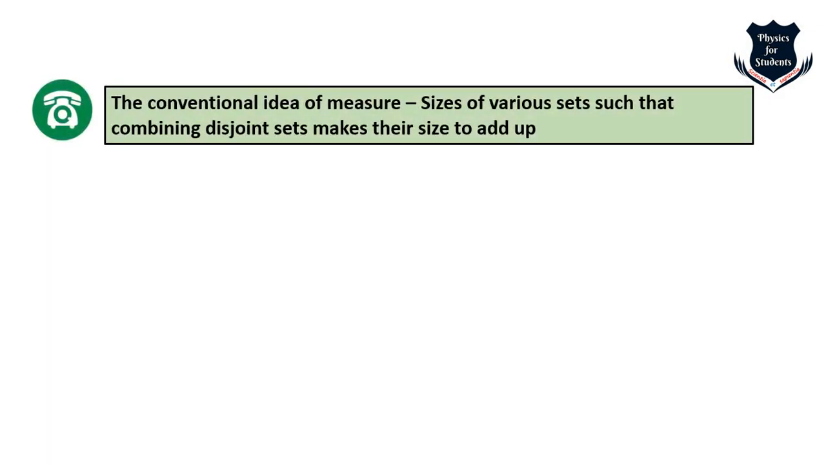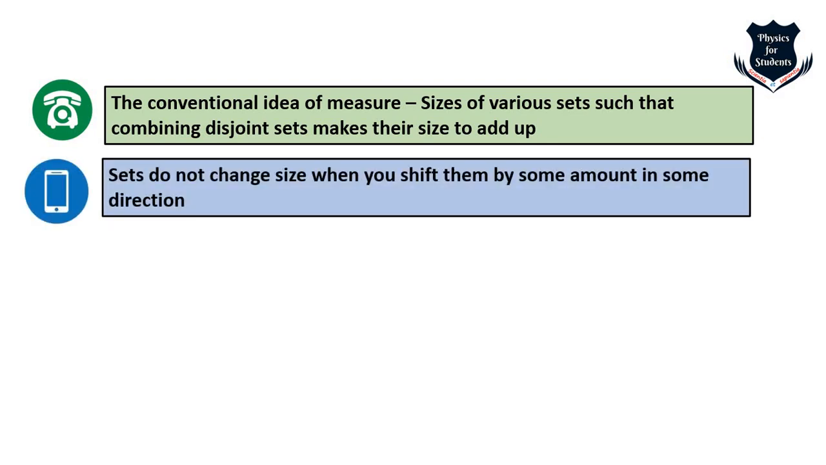The conventional idea of measure, how do we do that? That's why I have kept an icon of a telephone which is quite old-aged. Size of various sets such that combining disjoint sets makes their sizes add up. And the modern way of thinking would be: sets do not change size when you shift them by some amount in some direction. So the conventional idea of measure, and then we come to the modern idea of measure, which is the Lebesgue dimension, that the sets do not change when you shift them by some amount.